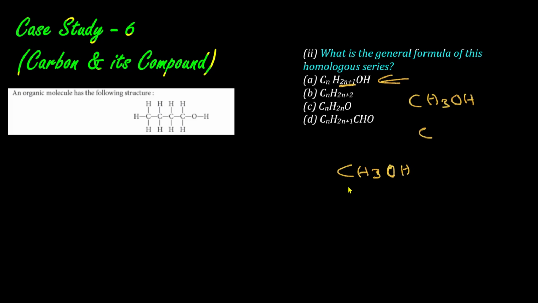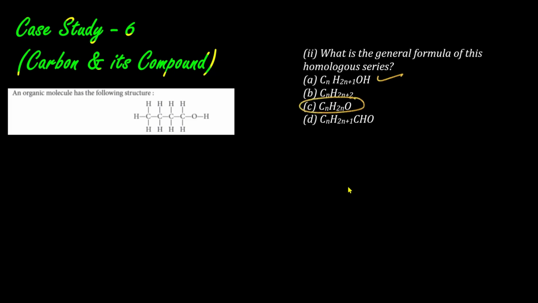And similarly, if I place n as 2, what am I getting? 2 into 2, that is 4, plus 1 is 5, OH. Yeah, I can see this is the correct answer in this case. Now we have figured out the first option is correct. I have something else to say on this.